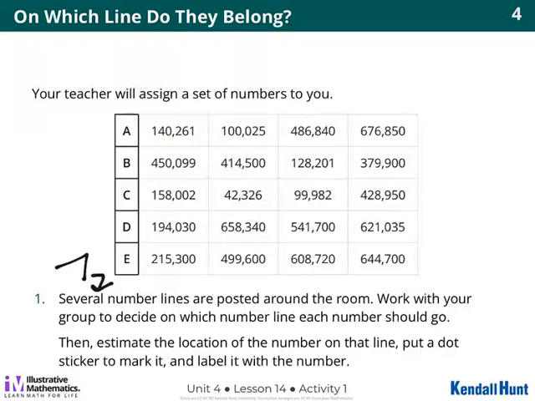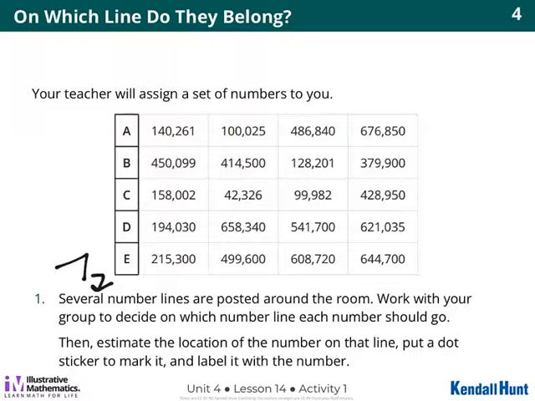You are going to be working. I'm going to let you just work with a partner. I will tell you who your partner is in a minute. You are going to decide on which number line each number should go. I'm not giving you a dot sticker. I'm giving you a sticky note. Do you guys know where the sticky notes are? Yes. They're in that bottom drawer.